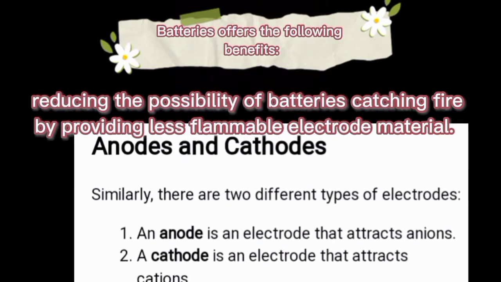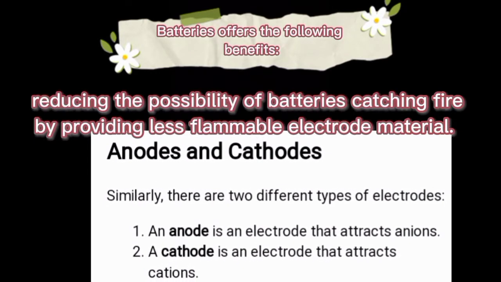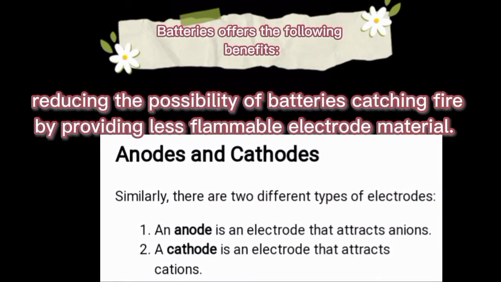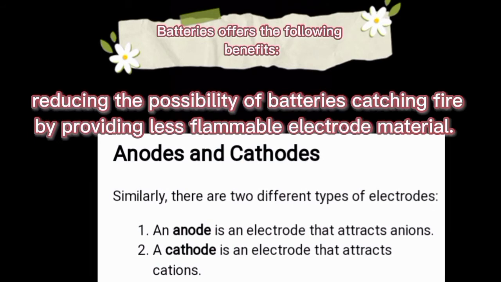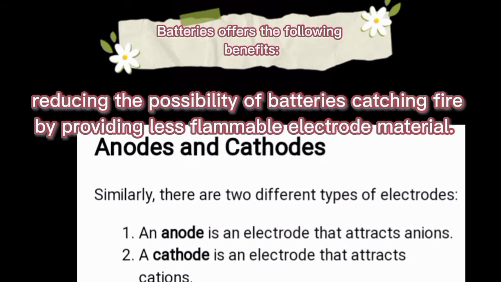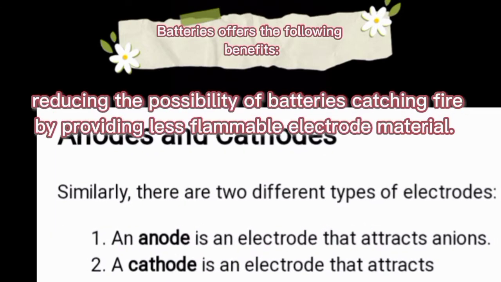Una ay ang anode. It is an electrode that attracts anions. Ang anions naman ay ang negatively charged na isang ions. At ang pangalawang uri naman ng electrode ay ang cathode. It is an electrode that attracts the cations. Ang cations naman ay isang uri ng ions which are positively charged.